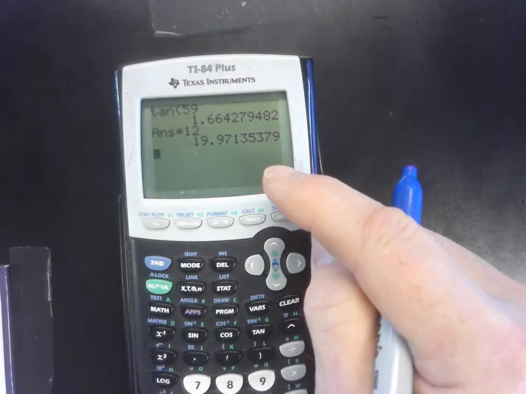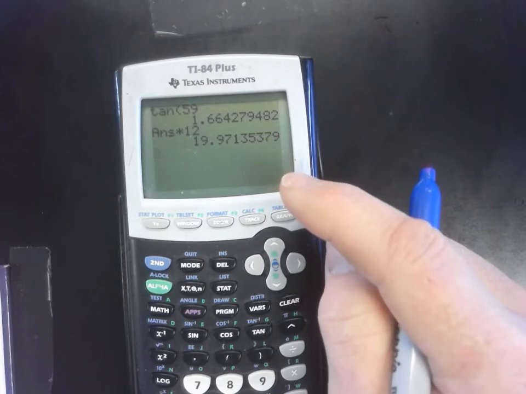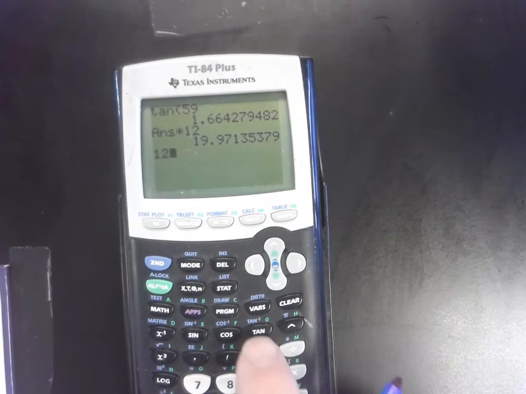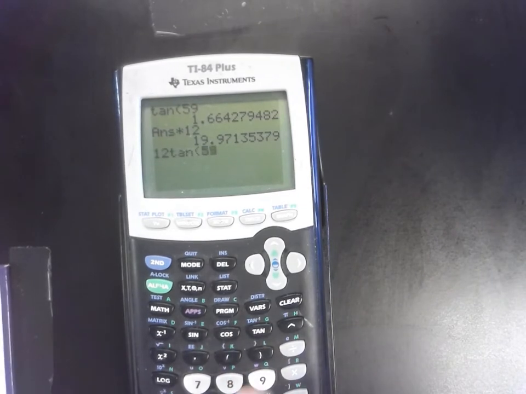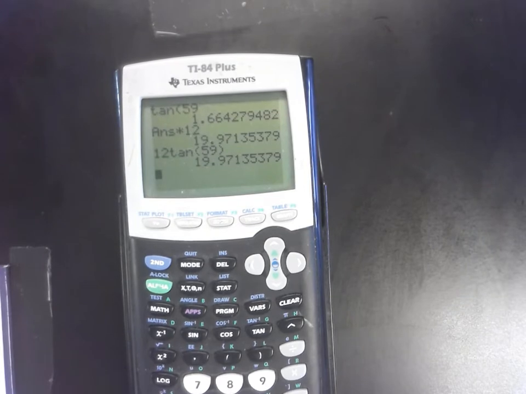It's exactly the same number, isn't it? Good thing. It would be bad if that weren't the same number, wouldn't it? Now, if I just type in 12 tangent 59, then my calculator knows whatever the tangent of 59 degrees is first, and then multiply that by 12. And you can hit the parentheses if you want to, but it's not really necessary. It'll work. So this is how we use the tangent function.